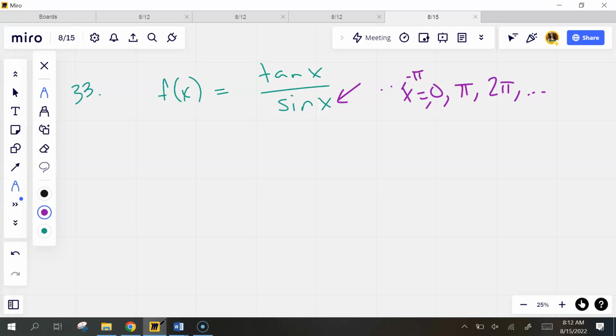All right, so do we agree that that is where we're undefined in our function? Yes, no, maybe so. Let's do some algebraic manipulation and see what happens also. The tangent is the same thing as what? Sine over cosine or cosine over sine? Sine over cosine. I'm going to multiply by 1 over sine, right? Agree or disagree?